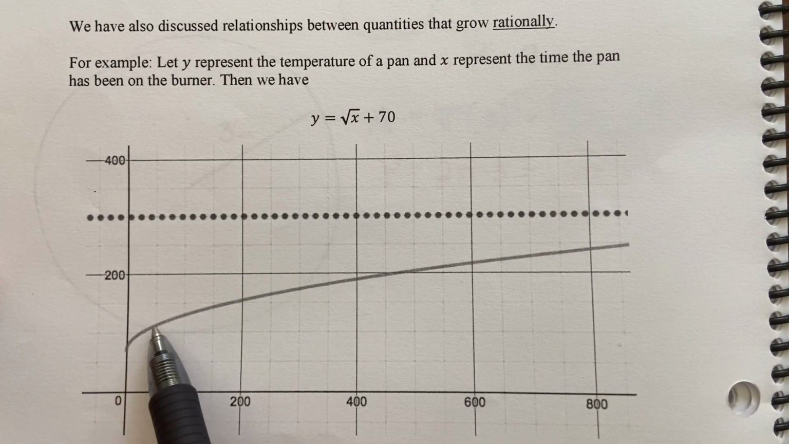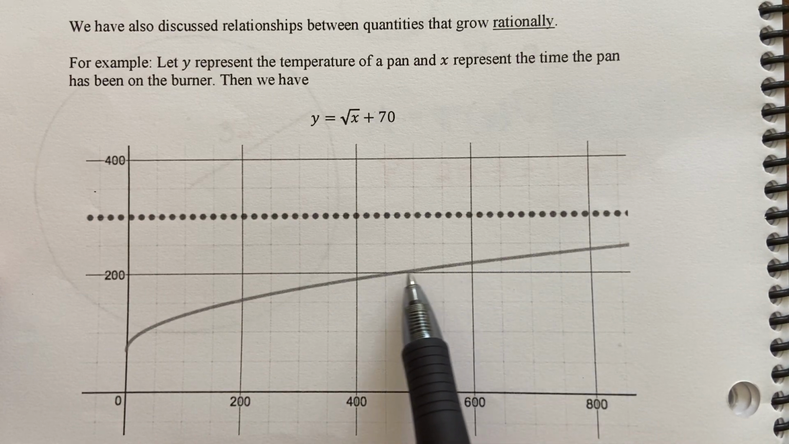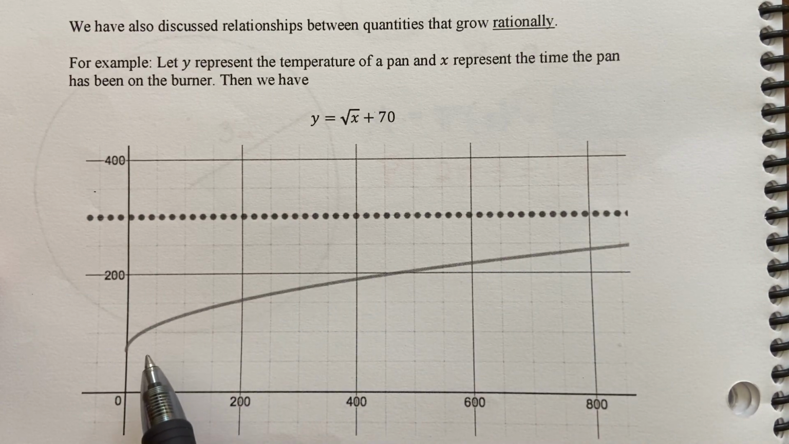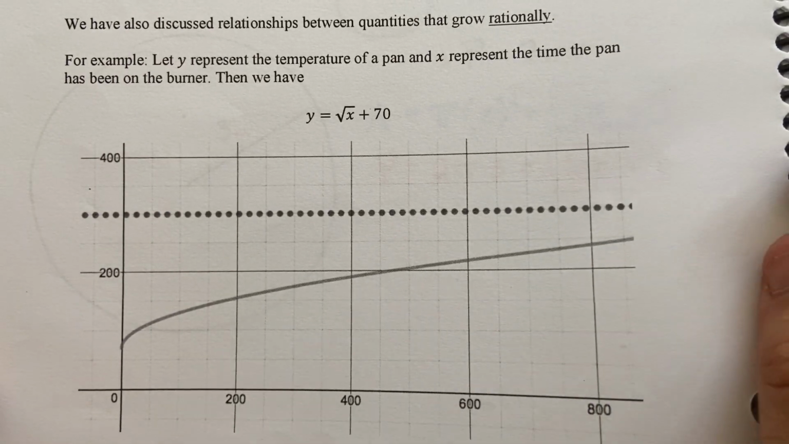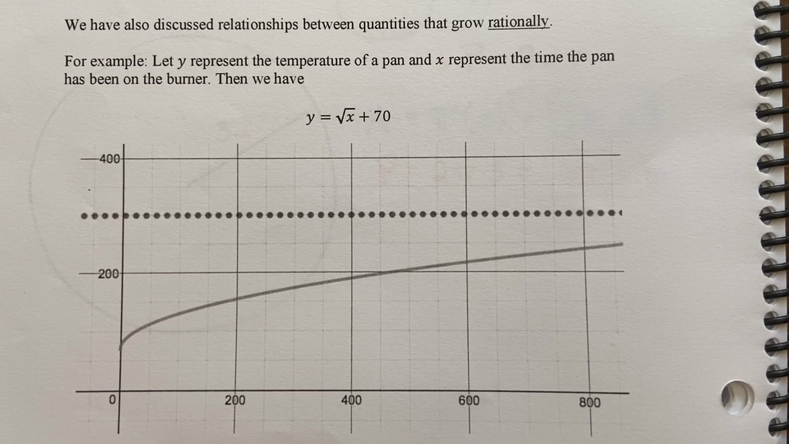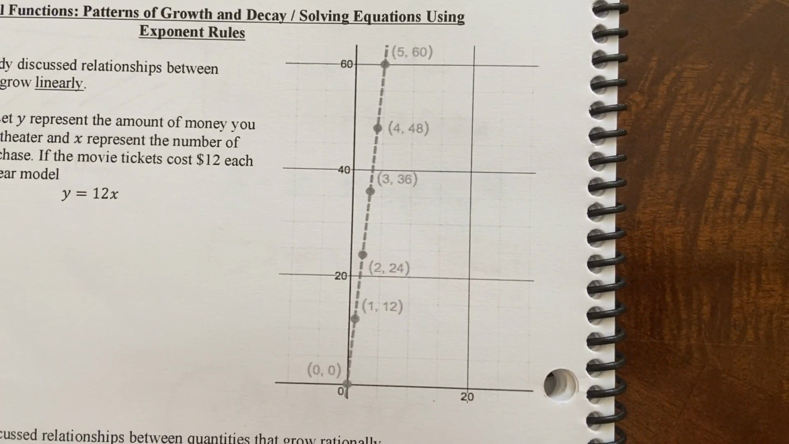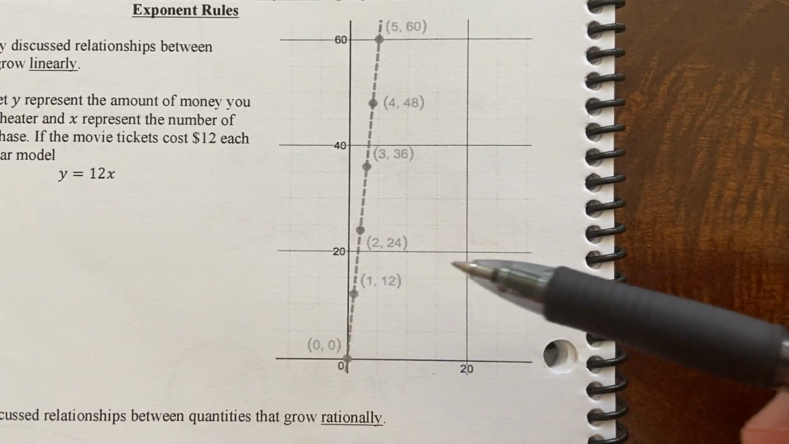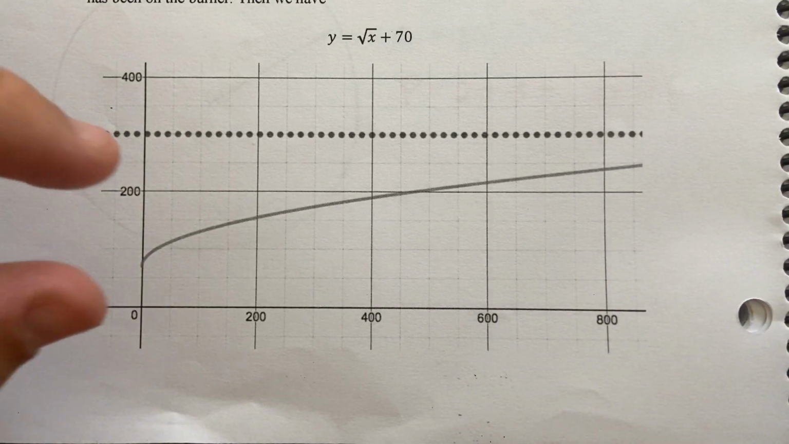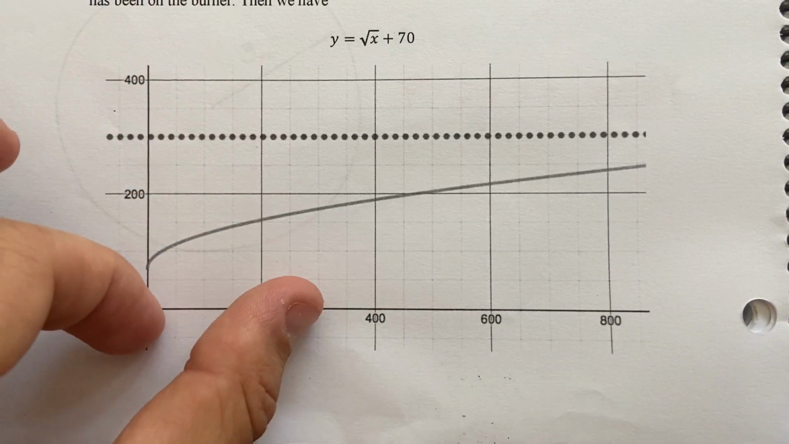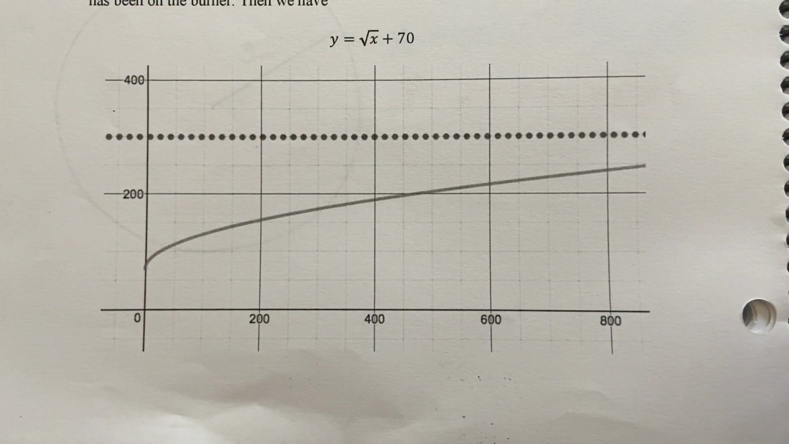And this line is not a straight line. Although it looks fairly straight down here, it's actually curved all the way throughout. Okay, so that would be a nonlinear relationship. You're getting a different temperature for the same chunk of time. Right here, you're getting the same price for the same chunk of tickets. Here, we're getting a different temperature for the same chunk of time horizontally.